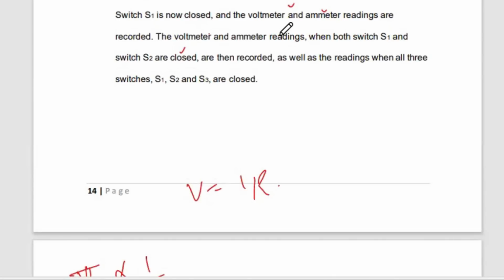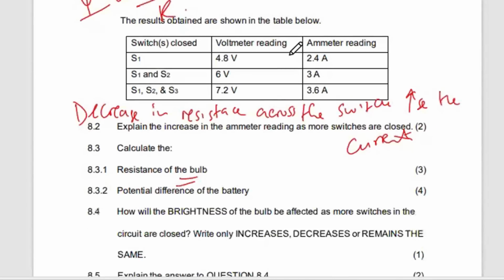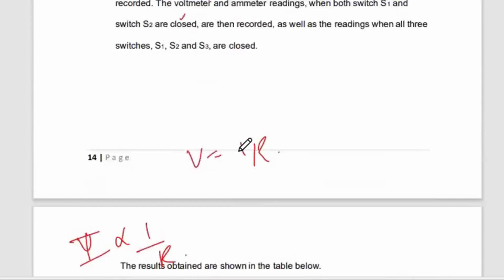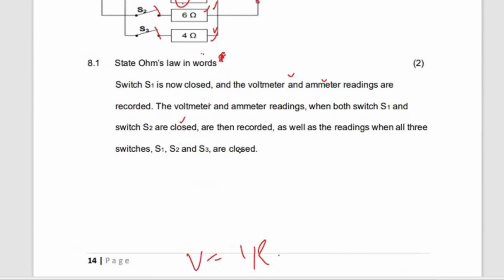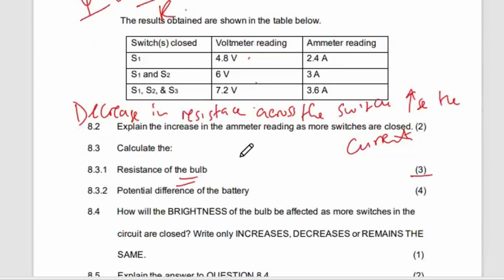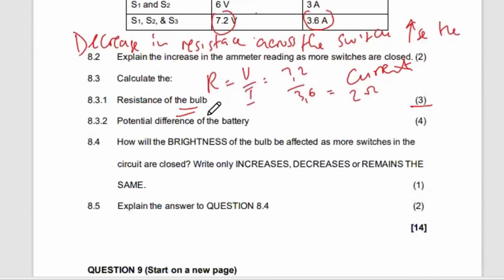All right, so for me to get the resistance of the bulb, how many marks is this question? It's 3 marks. So I can use any reading, because we know that the voltmeter is just connected across the bulb. So it means we have more current when we have this reading. So R is going to be V over I. Voltage is 7,2 over 3,6, which is 2 ohms. Whichever one you use, depending on the switch, you still get the same answer.